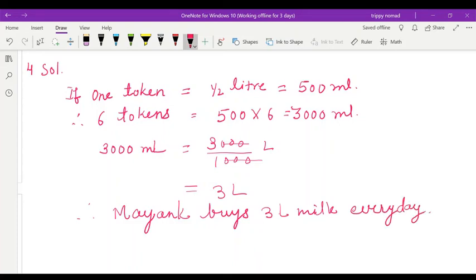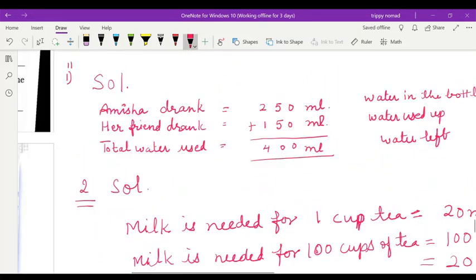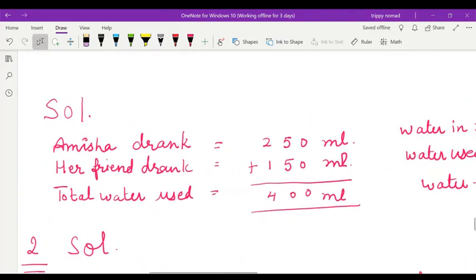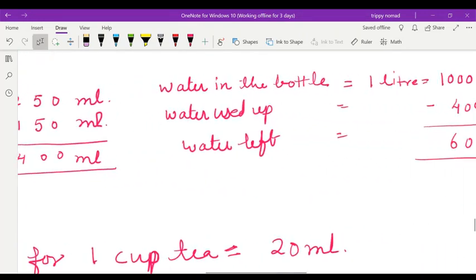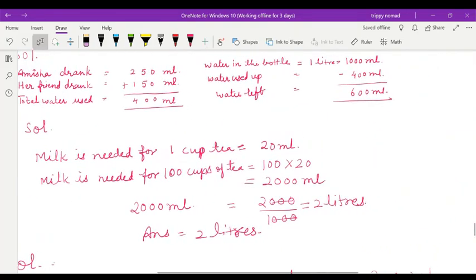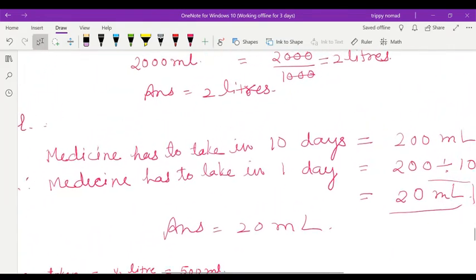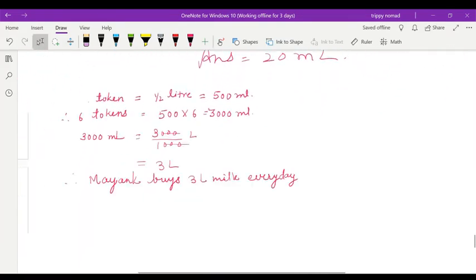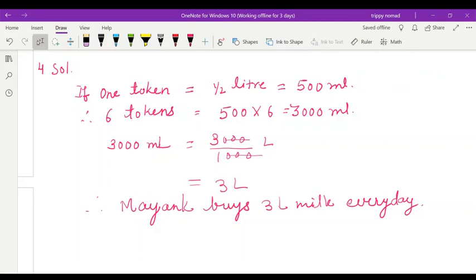I hope children you understood the sums. So I expect from you that all the sums you have to solve in your workbook. I am showing you once again. This is your first question. You see here, other part of first question. Then this one is your second sum. This one is your third one. And this one, fourth sum. I hope you understood. So complete it at home in your workbook.